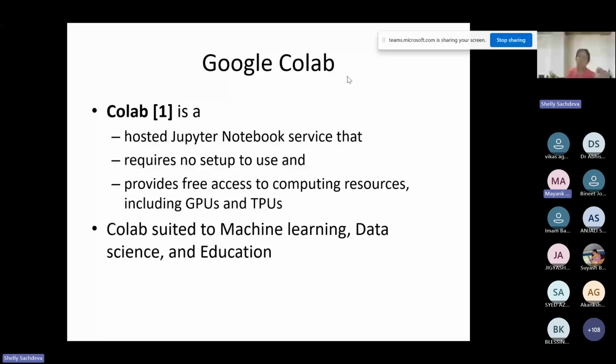It usually charges us, but basically if we have to do some basic computation and learn how to work in Colab, it gives an ample amount of computing resources to us. So Colab is basically suited to machine learning, data science, and education. The applications that revolve around artificial intelligence, Colab suits that particular purpose.